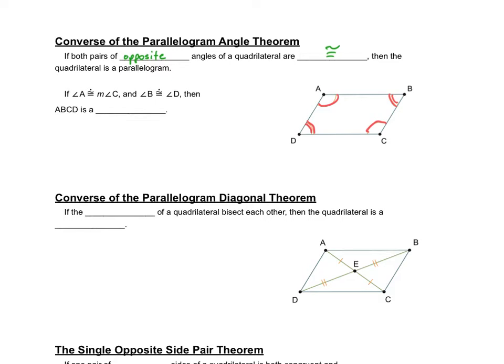So as we look here, if angle A is congruent to angle C, and angle B is congruent to angle D, then therefore ABCD is going to be a parallelogram.